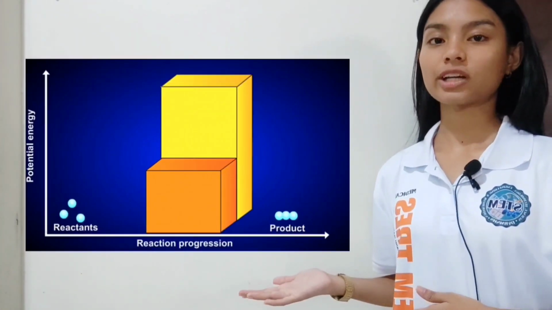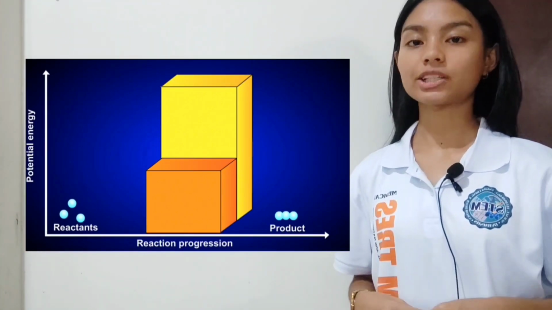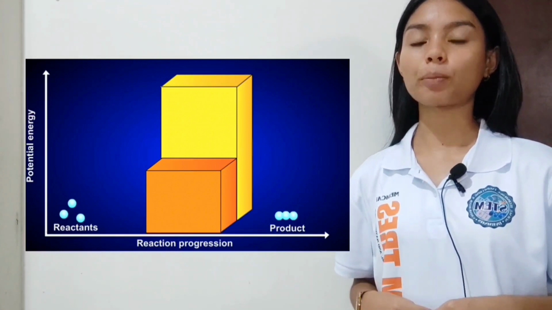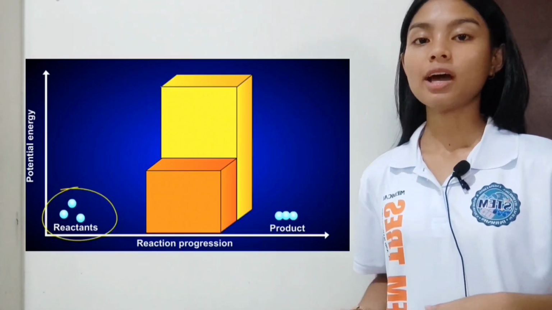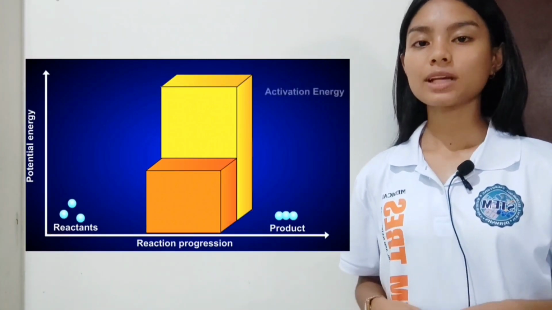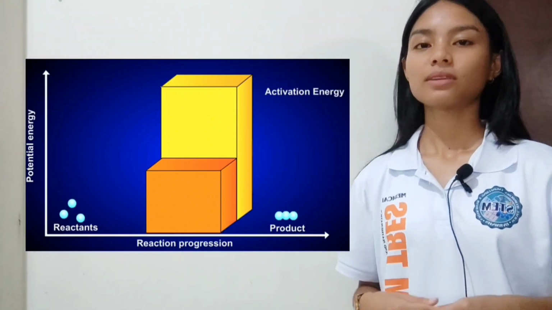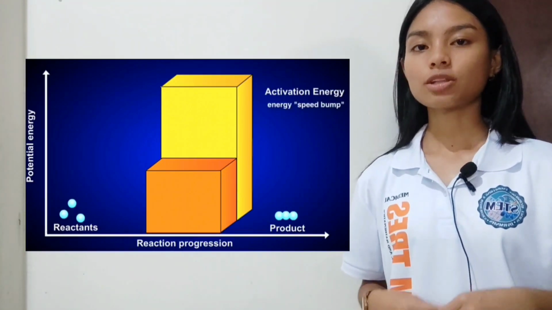This graph illustrates how enzymes speed up chemical reactions. Remember that in a chemical reaction, the reactants interact to form a product. The chemical reactants for these examples are on the left and the products are on the right. The wall that separates them represents the activation energy. You can think of this as an energy speed bump. The larger the bump, the slower the reaction.